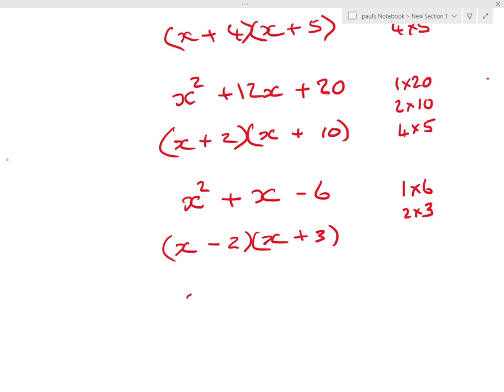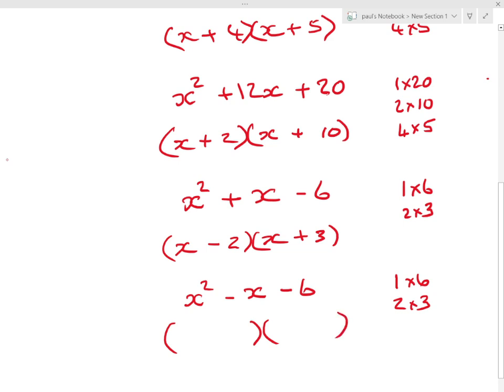Now, if we have x squared minus x minus 6, again, factors of 6: 1 times 6 and 2 times 3. So x goes in there, x goes in there, as always. Now we need factors of 6 that have a difference of 1, which is 2 and 3. So don't worry about that sign at the beginning. And now when we add them together, they make minus 1. So we're going to have plus 2 and minus 3.